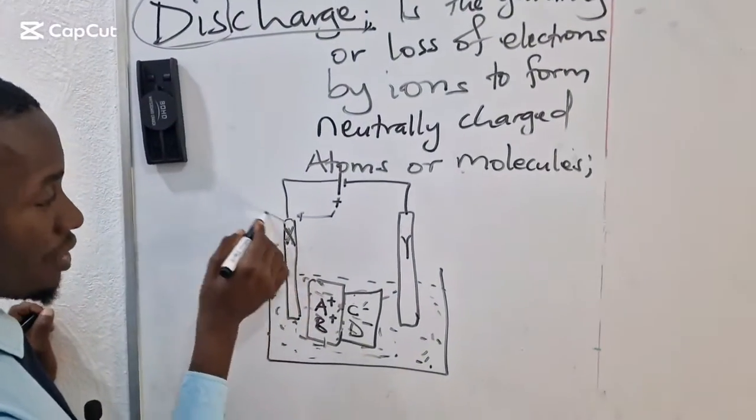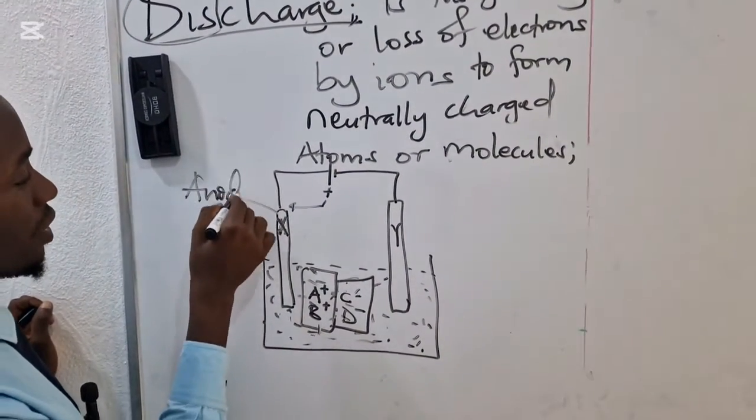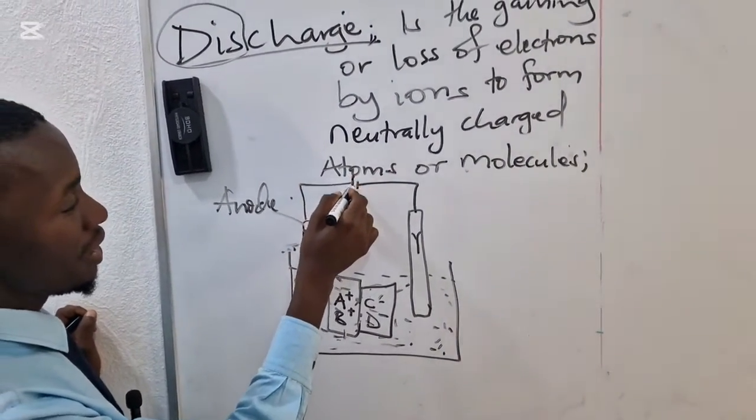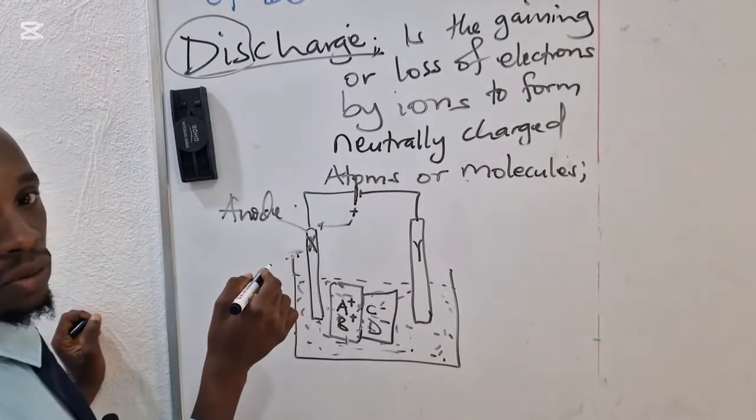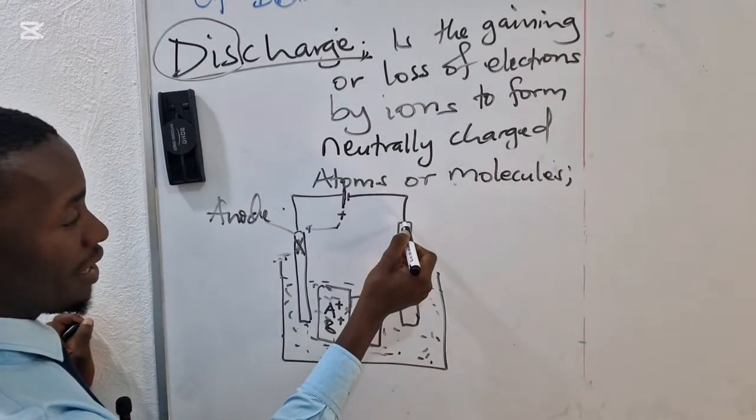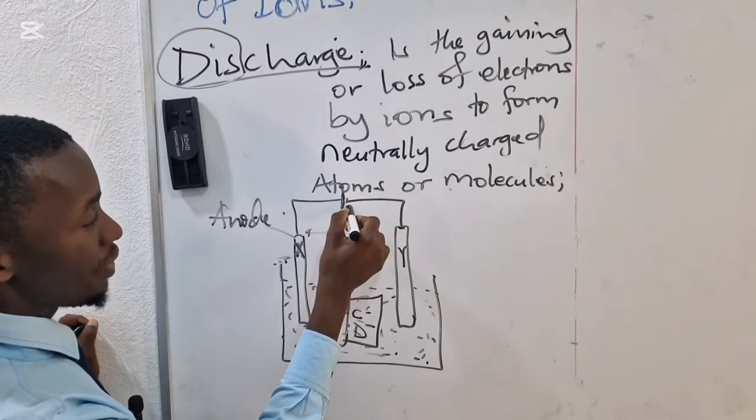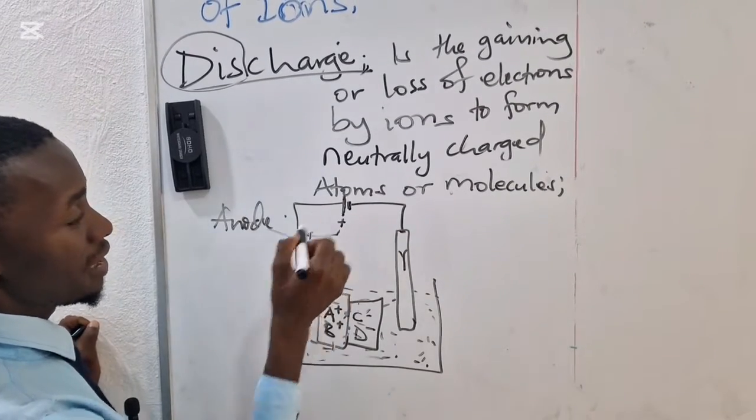This is an anode. Why? Because in the electric circuit, it is connected to the positive terminal. And this is the cathode, since it is connected to the negatively charged terminal.